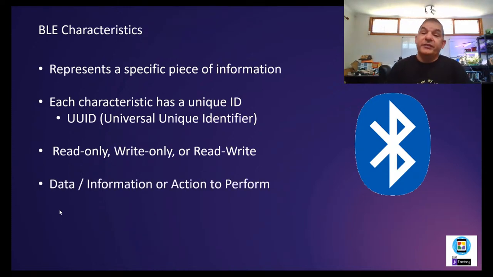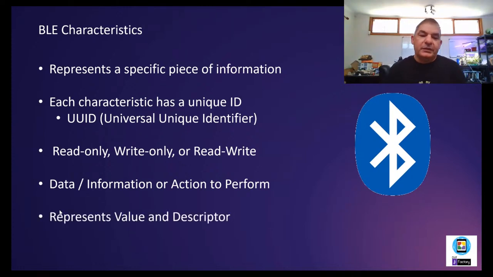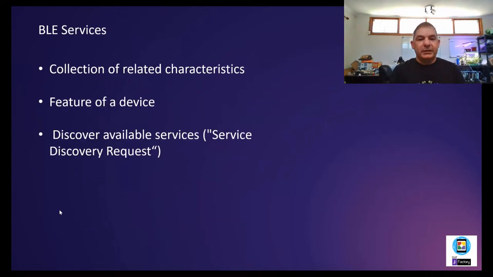It then also has data that you can read. So you could read the temperature or something like that. You could set the fan speed on a device or whatever the device is. Or it could be an action that could be performed. It could be like open your garage door or open your gate or something like that. So it could be an action as well. And then it represents a value. So value is the data coming out or the data going in. And then the descriptor is the description of what that characteristic is, like battery level or something like that.